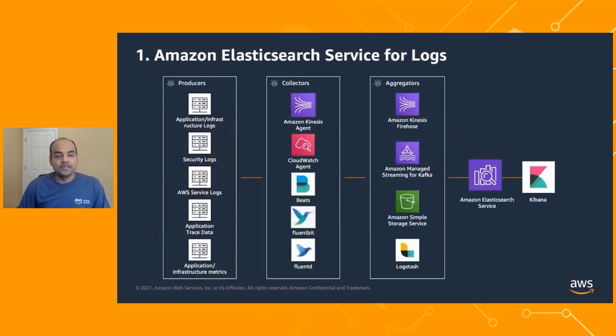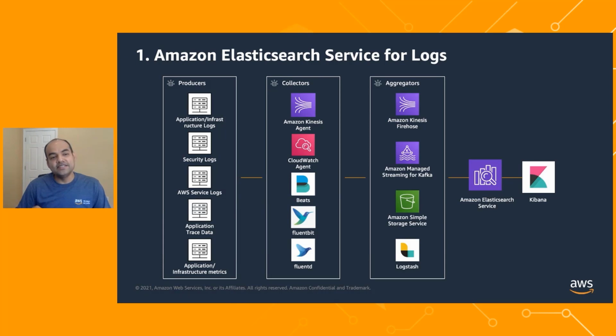The first one is log aggregation itself. Amazon Elasticsearch enables you to aggregate logs from a wide variety of sources. It can be your EC2, it can be AWS services, it can be your VPC flow logs or whatnot. This slide shows the architecture that you can have to aggregate logs. In the first part, we have producers, which I just talked to you about. And then we have collectors to collect data from these producers. That can be CloudWatch agent, a Kinesis agent, or any other agent you would like to have.